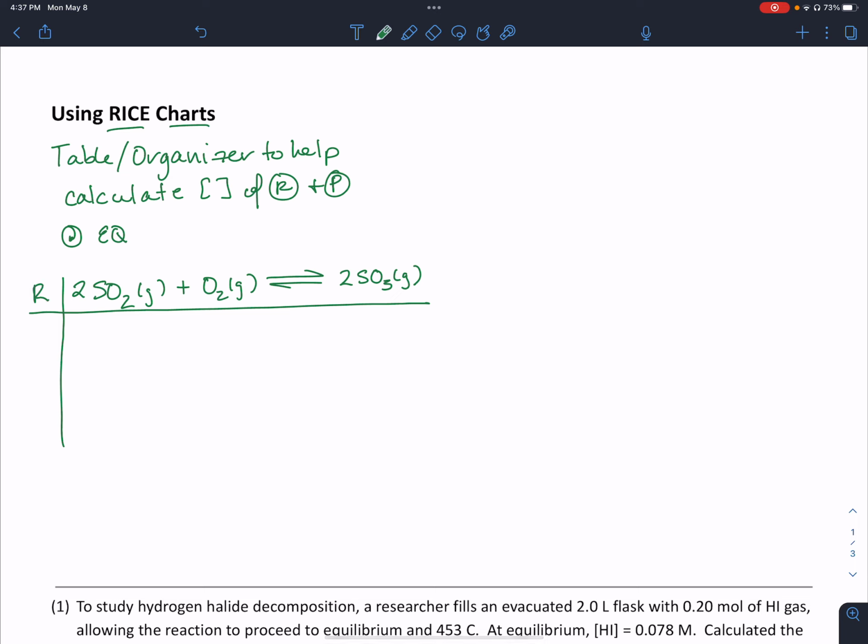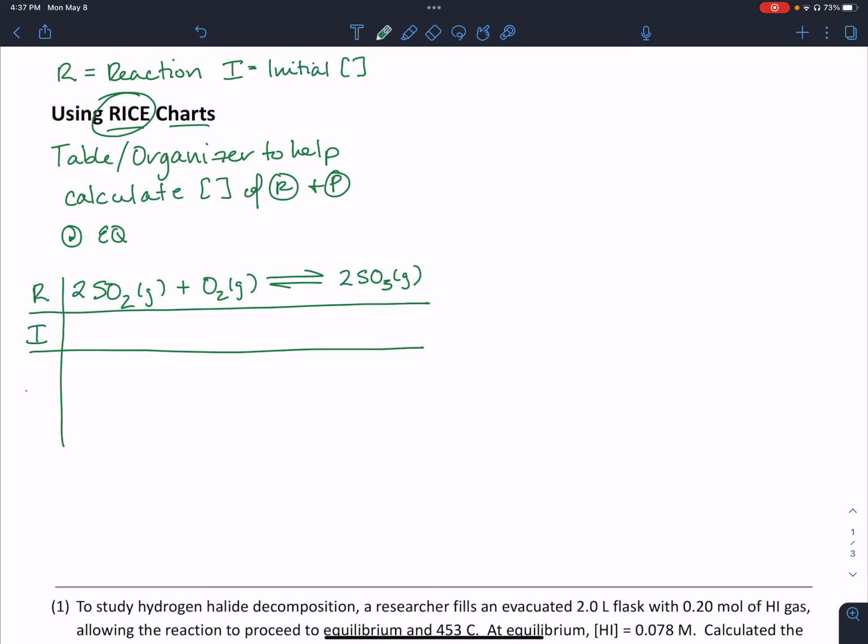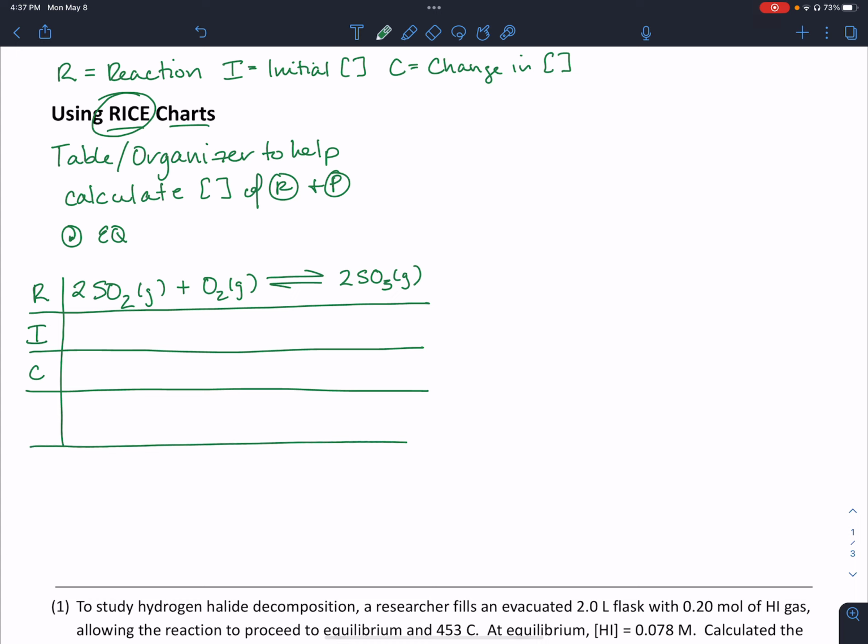Now we start with R, all right, and R equals reaction in our rice. Underneath that, we have a row that's labeled I, and I is initial concentration. That's what we're going to fill in there. We have another row, which we label C. C is the change in concentration, and then we end with E, which are our equilibrium concentration. So that's what RICE stands for. Reaction, initial concentration, change in concentration, equilibrium amounts.